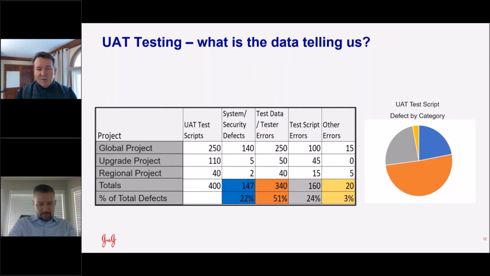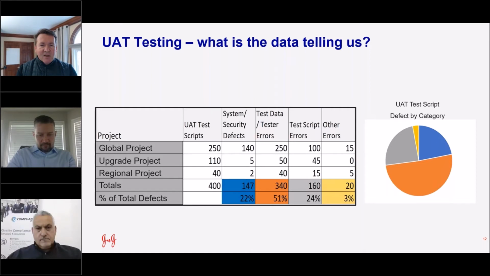So the first column, where it says system security defects, those are defects that were related to the application itself. And then what you see on the other columns is where there was something with the test data, or it was a tester error, or there were errors with the test scripts. And then there were some others that fell into some of the other categories. And you saw, I think in one of my early slides, what some of the other categories might have been.